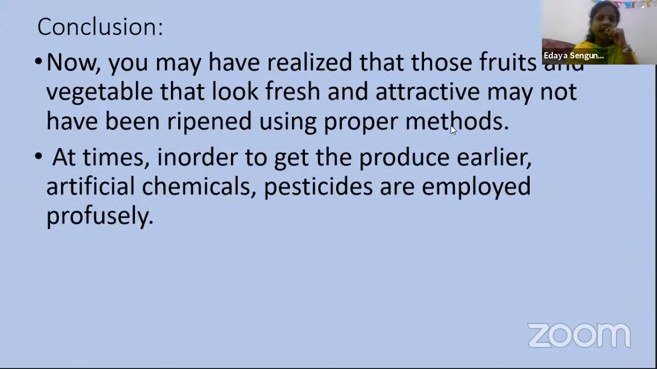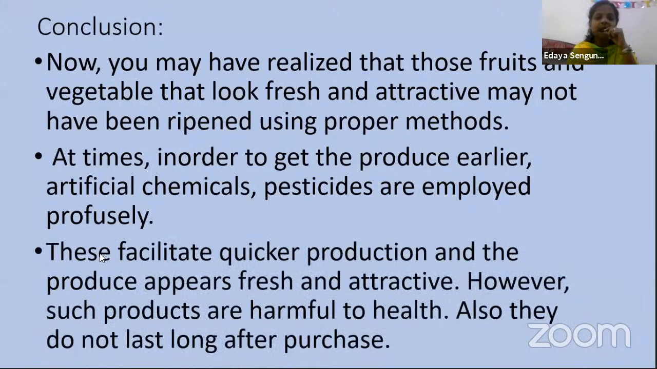Yes, miss. Okay. At times, in order to get the produce earlier, artificial chemicals and pesticides are employed profusely. Profusely means more than the need. They are using chemical fertilizer and pesticide profusely to get the produce earlier. To grow the vegetables and fruits fast, they use more chemical fertilizers and pesticides, which is harmful for our health. They are looking good, nice, fresh, but they are harmful for our health. So we must select the naturally grown fruits or vegetables, the B picture. They may not look attractive, but they are good for our health.